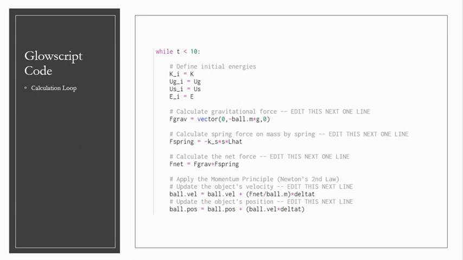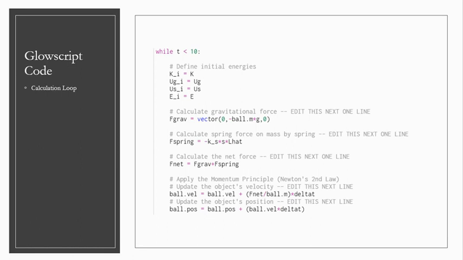So here, getting into the calculation loop, we knew while t was less than 10 seconds, which is how long it took the spring to oscillate. We have our initial energies, which we calculated outside the loop, and then we have our gravitational force, our spring force, and our net force, which is just the spring force added to the gravitational force. The gravitational force is just the mass times the gravity in the negative y direction, and the spring force is the spring constant multiplied by the spring vector.